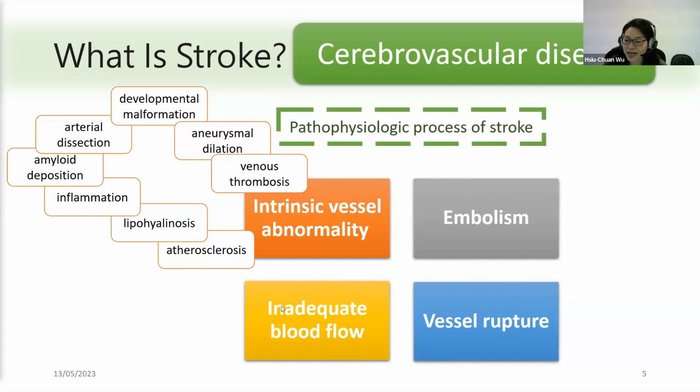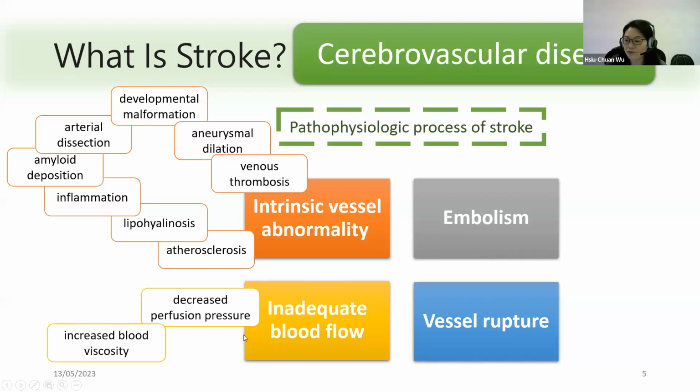And sometimes you have inadequate blood flow, meaning your brain doesn't have enough perfusion. That would be caused by decreased perfusion pressure, for example, if you have very low blood pressure or massive bleeding, or sometimes increased blood viscosity. For example, if you don't drink enough water, or if you have some disease that will increase the blood viscosity. Most commonly we see malignancy.